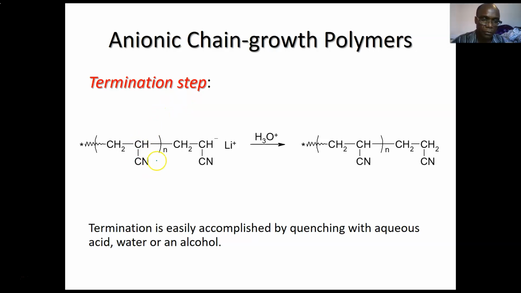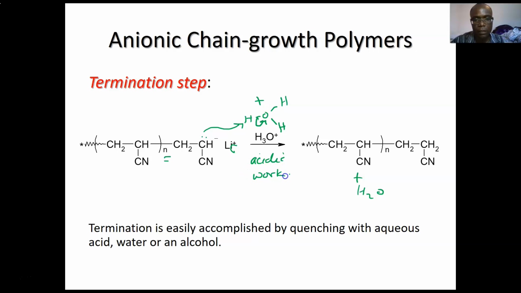Now, as you continue, you make the last carbanion, and then you can quench the reaction. To quench is to stop, by just adding an acid, where the negative charge on the last monomer that was added will accept a proton. Water falls off after acidic workup. So this is what we call acidic workup. So now you end up with your polymer, which I represented like this in the previous slide.